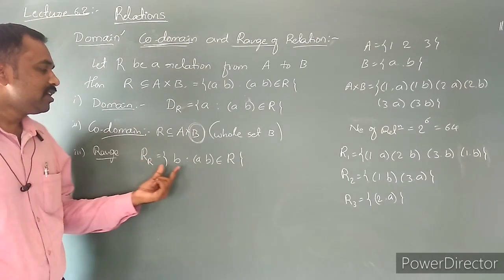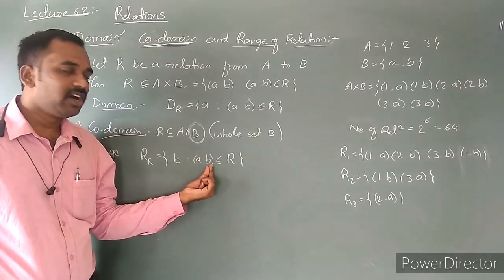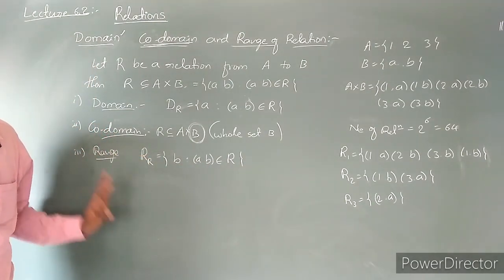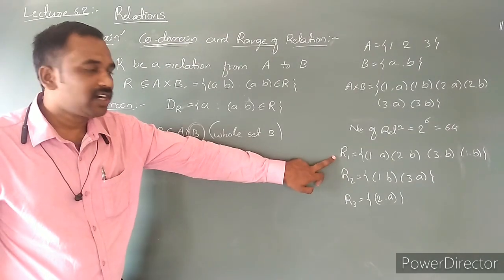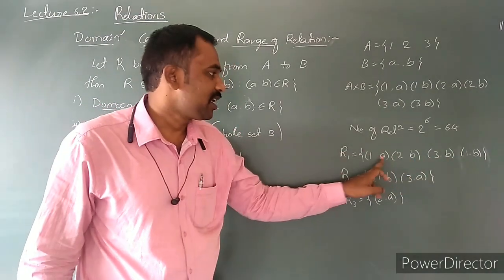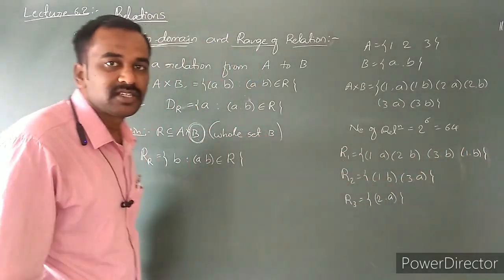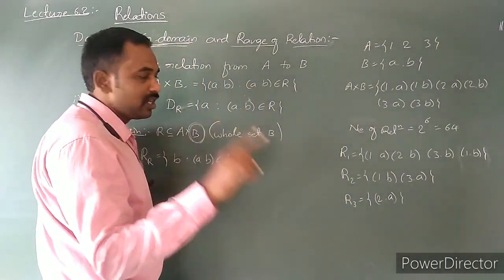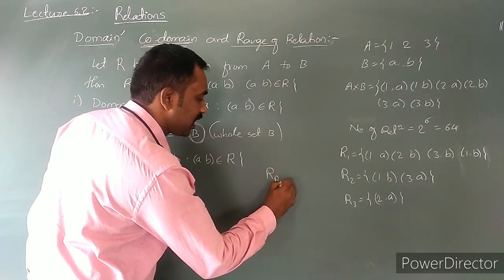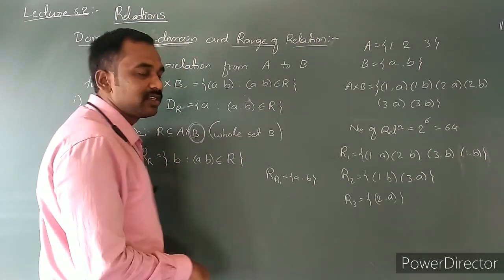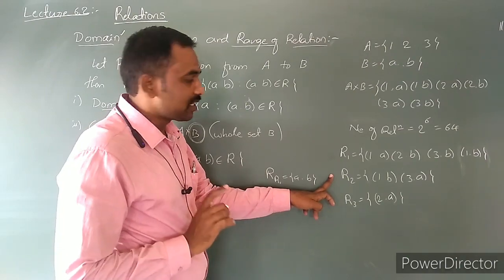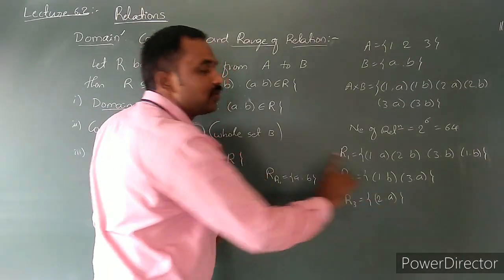Is that clear? What is the range of the relation? The second element of the ordered pair from the relation R is said to be the range of the relation. Very clear. Particularly, what is the range of relation 1? Repeated elements are written only once. What is the range of the relation R1? A comma B. Range of the relation R2 is B comma A, or A comma B, the order is different. Next, range of the relation R3 is only A.